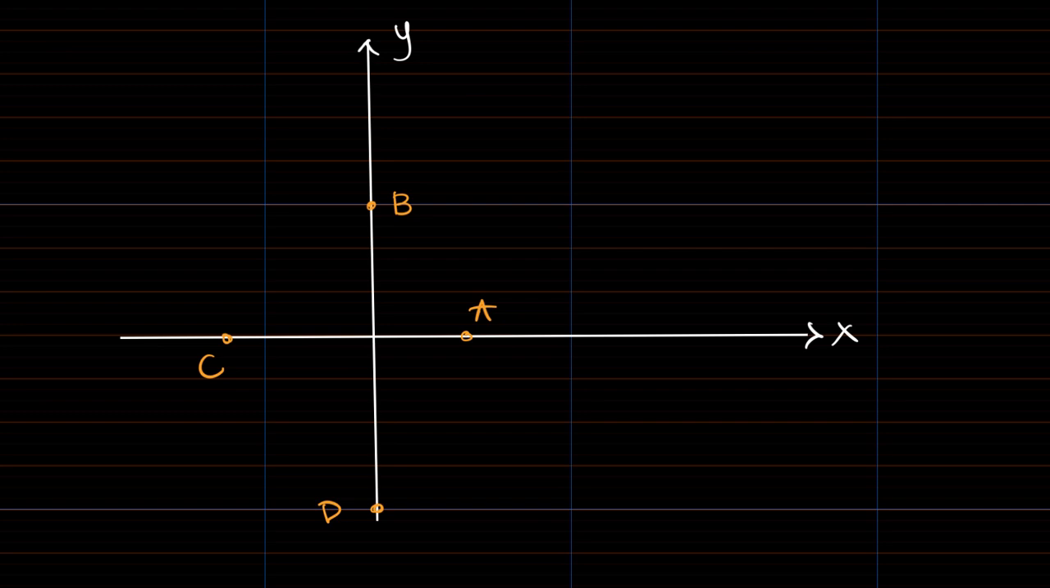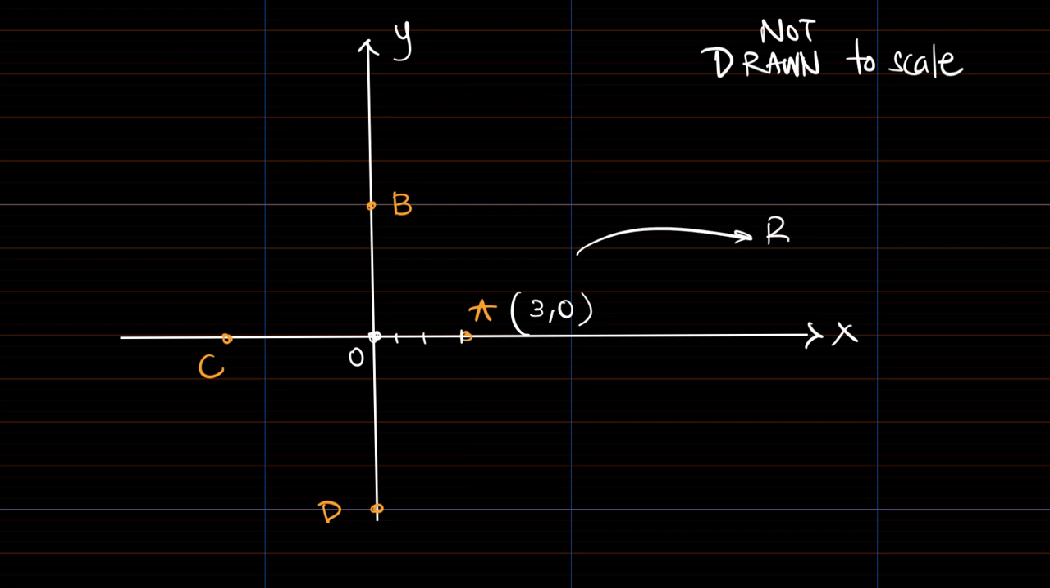Now let's say this point is 3 units. It's not drawn to scale. So let me write it down. It's not drawn to scale. So if this point, let's say, is 3 units away from the origin, therefore the coordinates of A are 3, 0. Why is it positive? Because it is to the right of the origin. So right of origin, O, is positive.